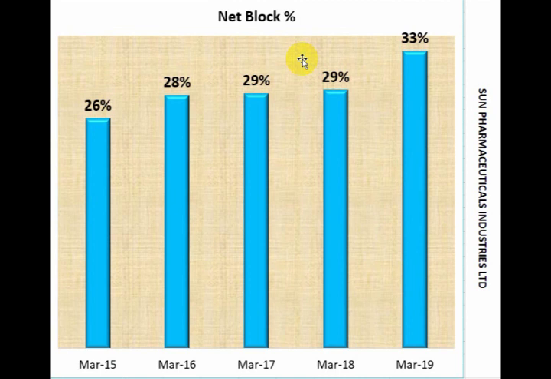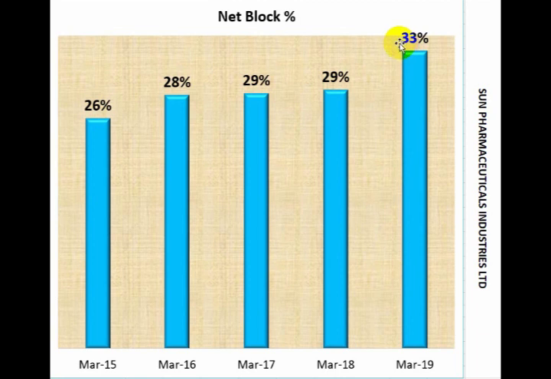The net block should not exceed 40% of the total balance sheet size. In this case, we can see that in all the years it has never exceeded 40%, although it has been steadily rising, now at 33% in March 19. If a lot of money is blocked into assets, it signifies that the company is capital intensive in nature, and that they would be incurring heavy investments into fixed assets.